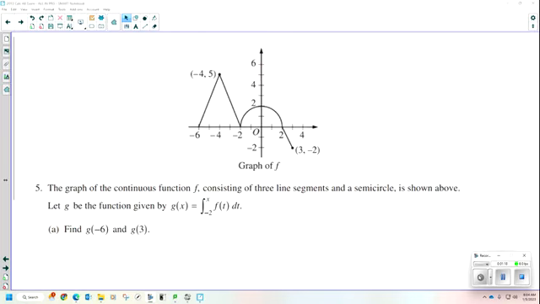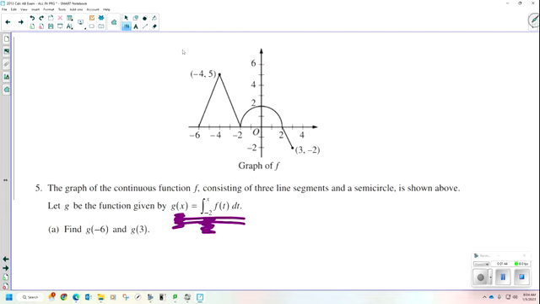First of all, anytime I see something like this, I know at some point I'm probably going to have to find the derivative of g, which means I'm going to take the derivative of the integral, which will make it go away. I guarantee we're going to have to do that at some point. And you know what? I love doing that because it's simple. But for right now, let's focus on what A is asking us to do. Find g of -6 and g of 3.